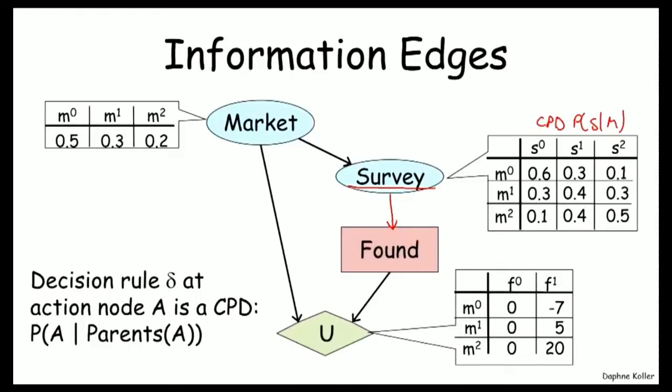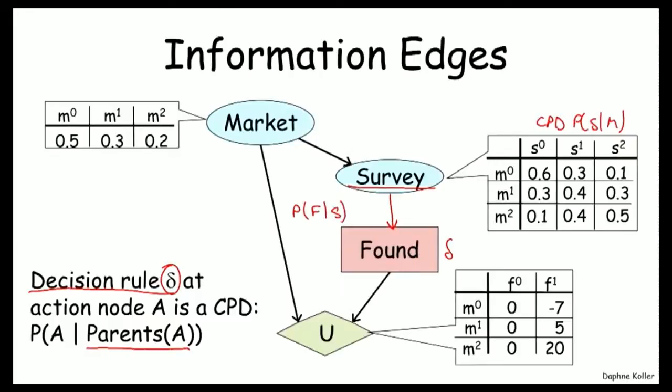So from a formal perspective, that means that what the agent's allowed to do is to choose a decision rule, which we're going to denote delta, at the action node. And a decision rule is effectively a CPD. It tells the agent, given an assignment of values to the parents of A, which are the variables that the agent can observe prior to making a decision, the probability distribution of the action that it takes in that particular situation. So here, for example, we would have a CPD which tells us the probability of founding a company, which in this case is a binary variable, given the three possible values of the survey variable.